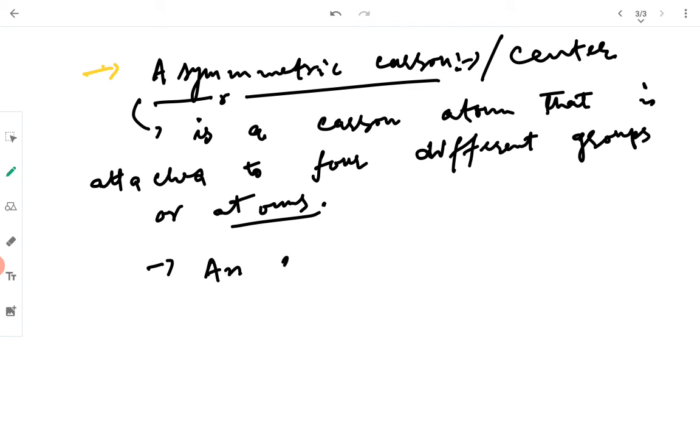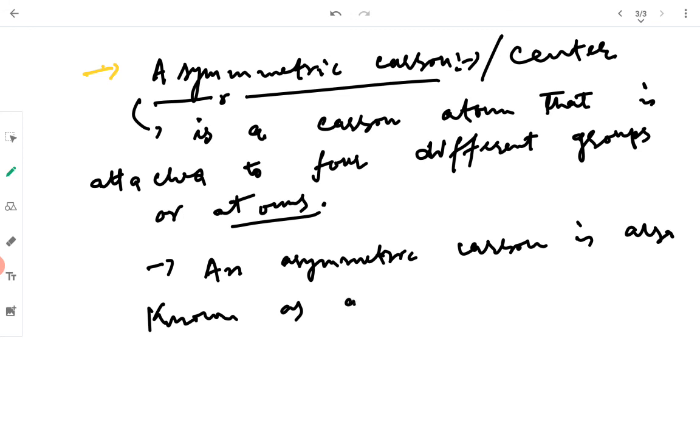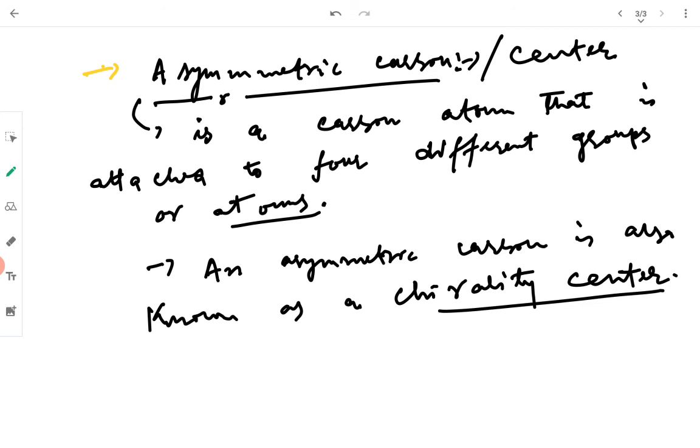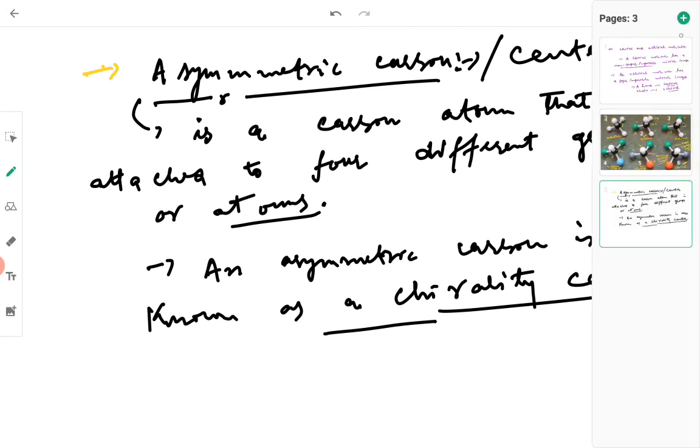An asymmetric carbon is also known as a chirality center. It's also called a chirality center or a chiral center. We have explained this thing so far.